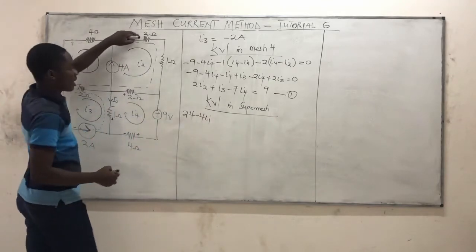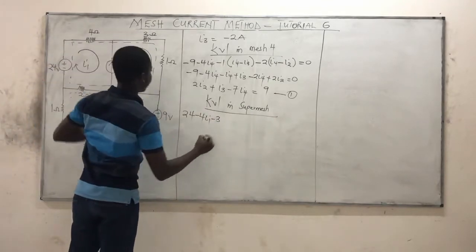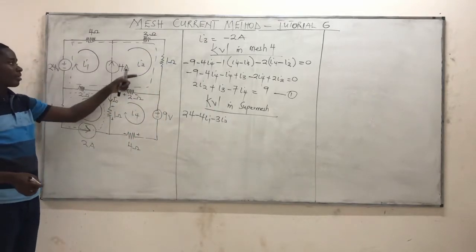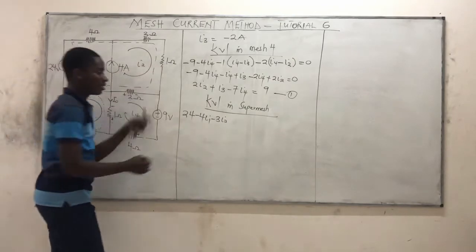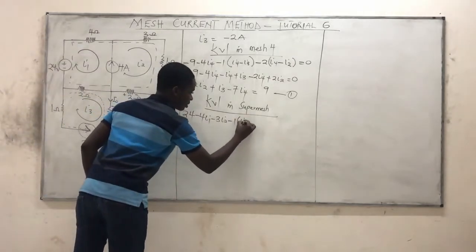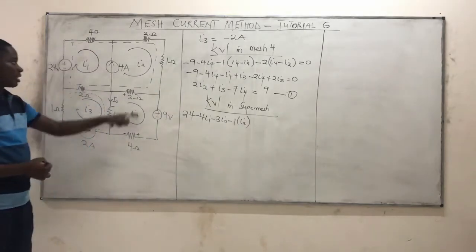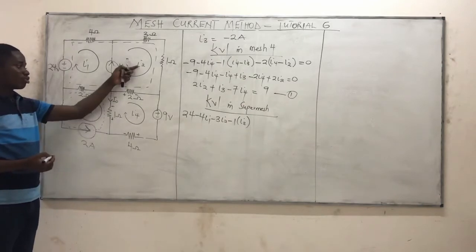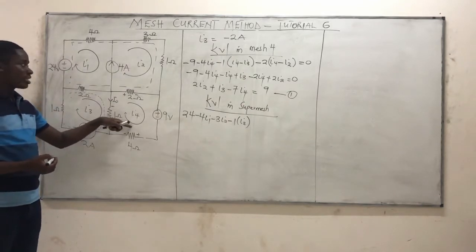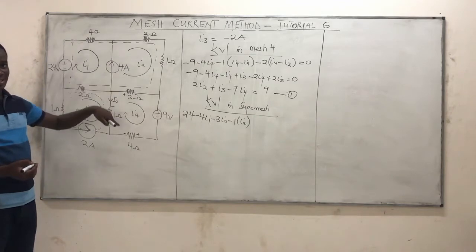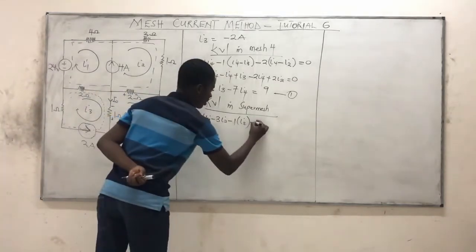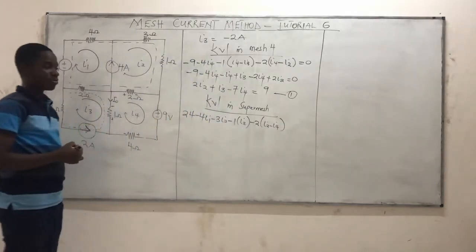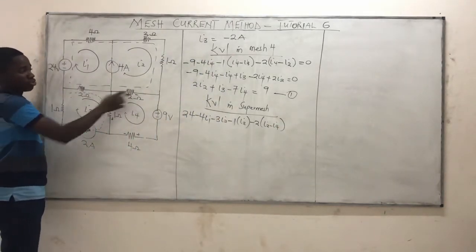Then I'll proceed to this one. I have minus 3 times the current I2. Don't forget, I2 is the current flowing through the 3, and I2 is the current flowing through the 1. So I have minus 1 times current I2. Then I'll come to the 2 ohms, which is lying between mesh 2 and mesh 4, so its current is I2 minus I4. So I have minus 2 times I2 minus I4, and that is the voltage across these two.